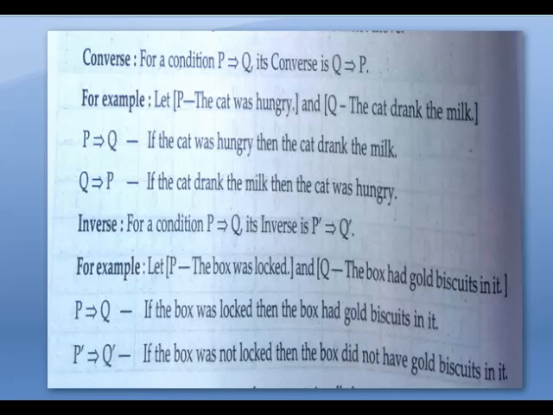Inverse means just opposite. True means false, false means true. For a condition P implies Q, its inverse is P dash implies Q dash. P, the box was locked, and Q, the box had gold biscuits in it. P implies Q, the box was locked, then the box had gold biscuits in it. P dash implies Q dash is the box was not locked, then the box did not have gold biscuits in it. Okay, these are called as converse and inverse.